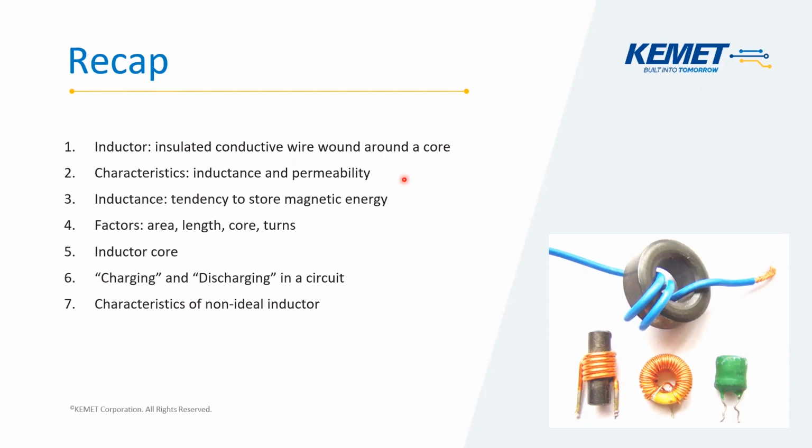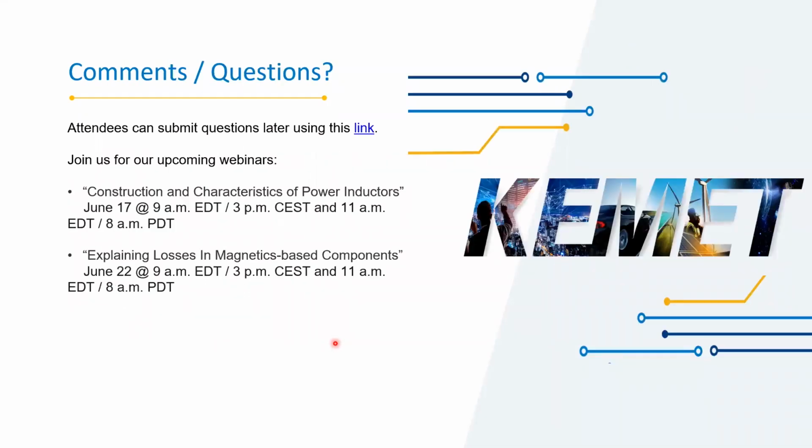And we also defined the characteristics related to inductors, namely the inductance and permeability. We talked about core permeability, and about inductance and how it's the tendency to store magnetic energy. We also talked about factors that affect inductance, which are the area, the length of the coil, the number of turns, and the type of core that we use, whether it's air or an actual magnetic core. And we finally closed with charging and discharging modes of an inductor within a circuit, and finally the characteristics of a non-ideal inductor. With that said, I'll turn it back over to you, Sam.